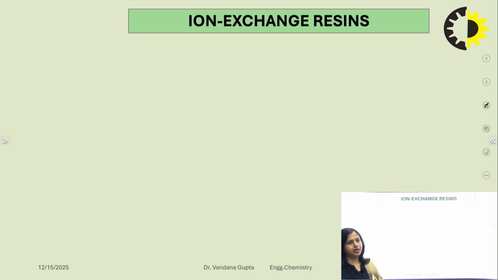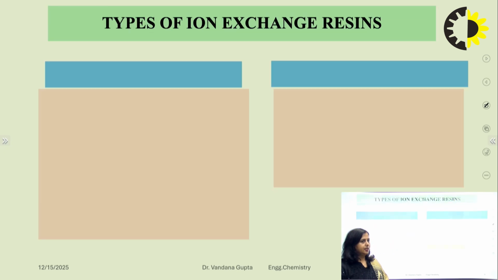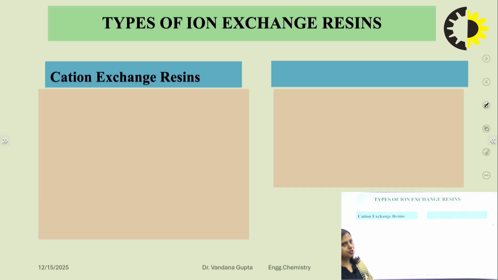Let's begin today's topic, that is the ion exchange method. Firstly, I will discuss ion exchange resins. Ion exchange resins are insoluble, cross-linked, long-chain polymers having functional groups responsible for ion exchange properties. There are two types of ion exchange resins. First is cation exchange resins and second is anion exchange resins.